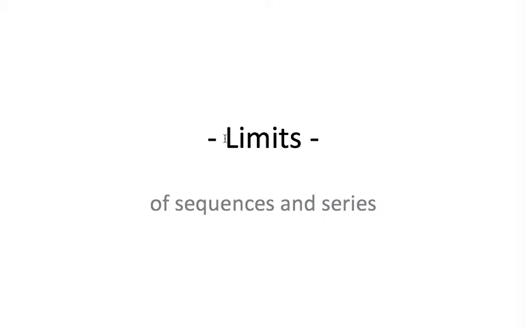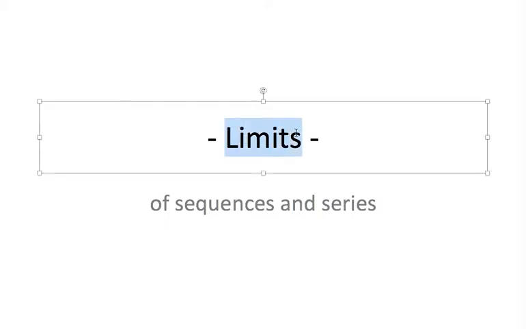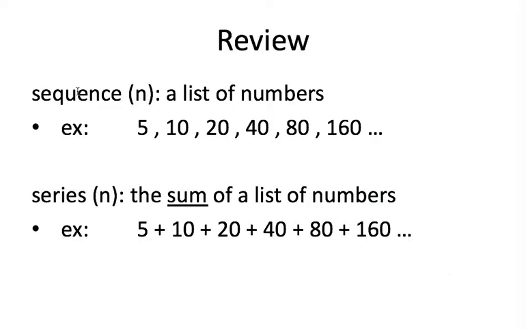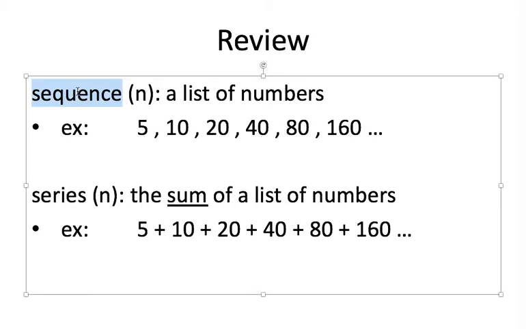This video is on limits, and specifically the limits of sequences and series. Let's review these three different vocab words here. A sequence. A sequence is a list of numbers. So for example, 5, 10, 20, 40, 80, etc. is a sequence. A series is very similar, except it is the sum of those numbers. So a series could be 5 plus 10 plus 20 plus 40, etc.